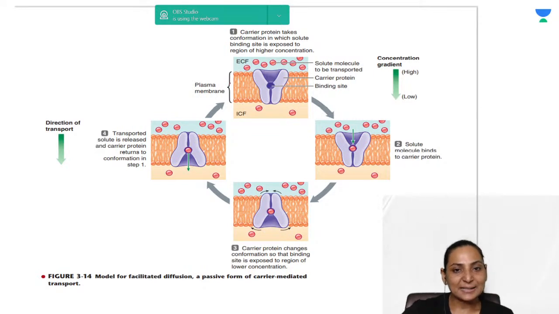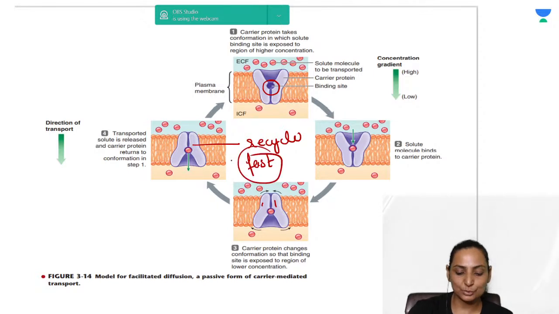So here you can see that I have taken a table which is actually in the form of a flow chart, a circle, of the events which are taking place. That is, the solute to be transported will bind to a carrier site, and after binding there will be a change in the conformation. The molecule will be released and the carrier protein will again go to its first stage to be recycled, right? And this is a very fast process in comparison to your simple diffusion.